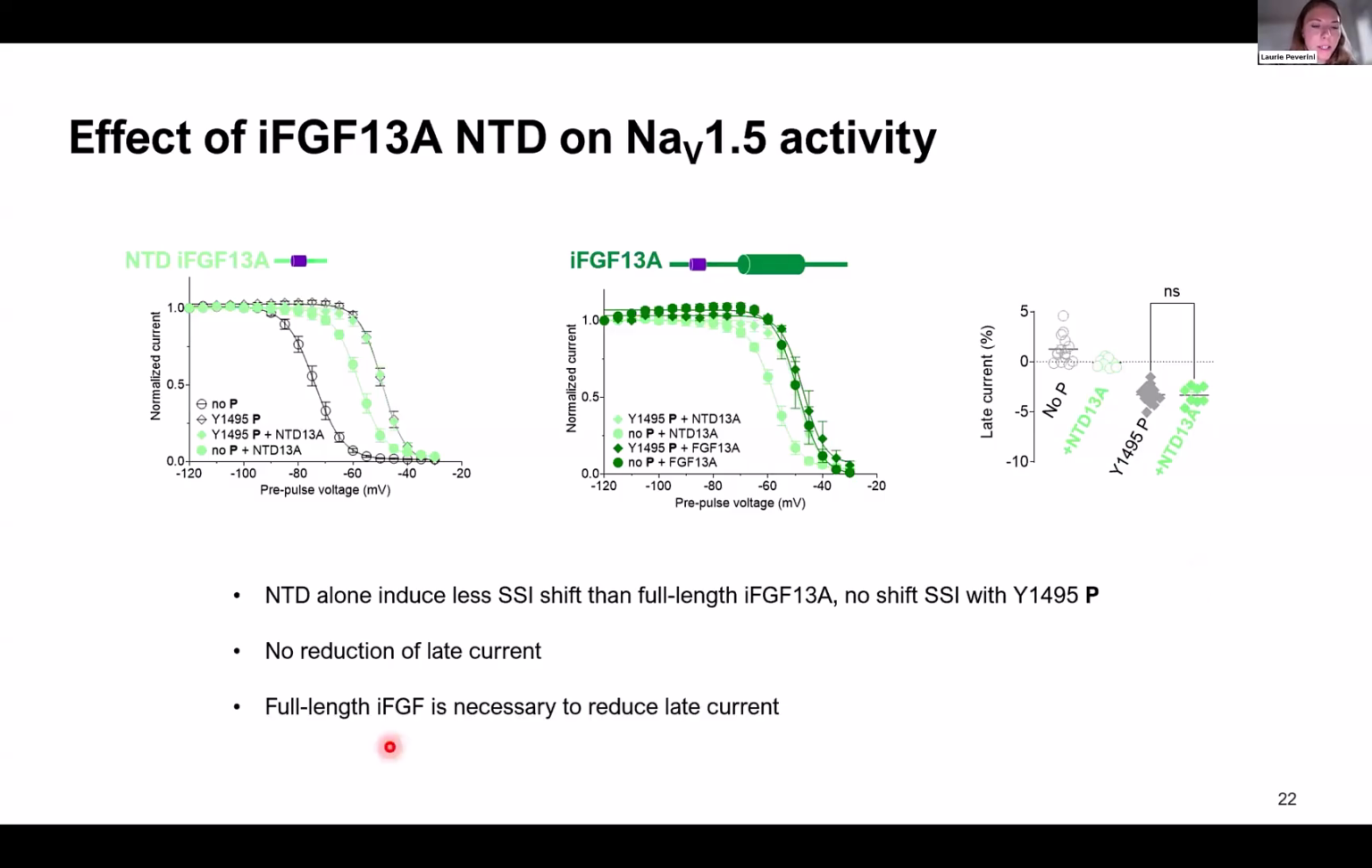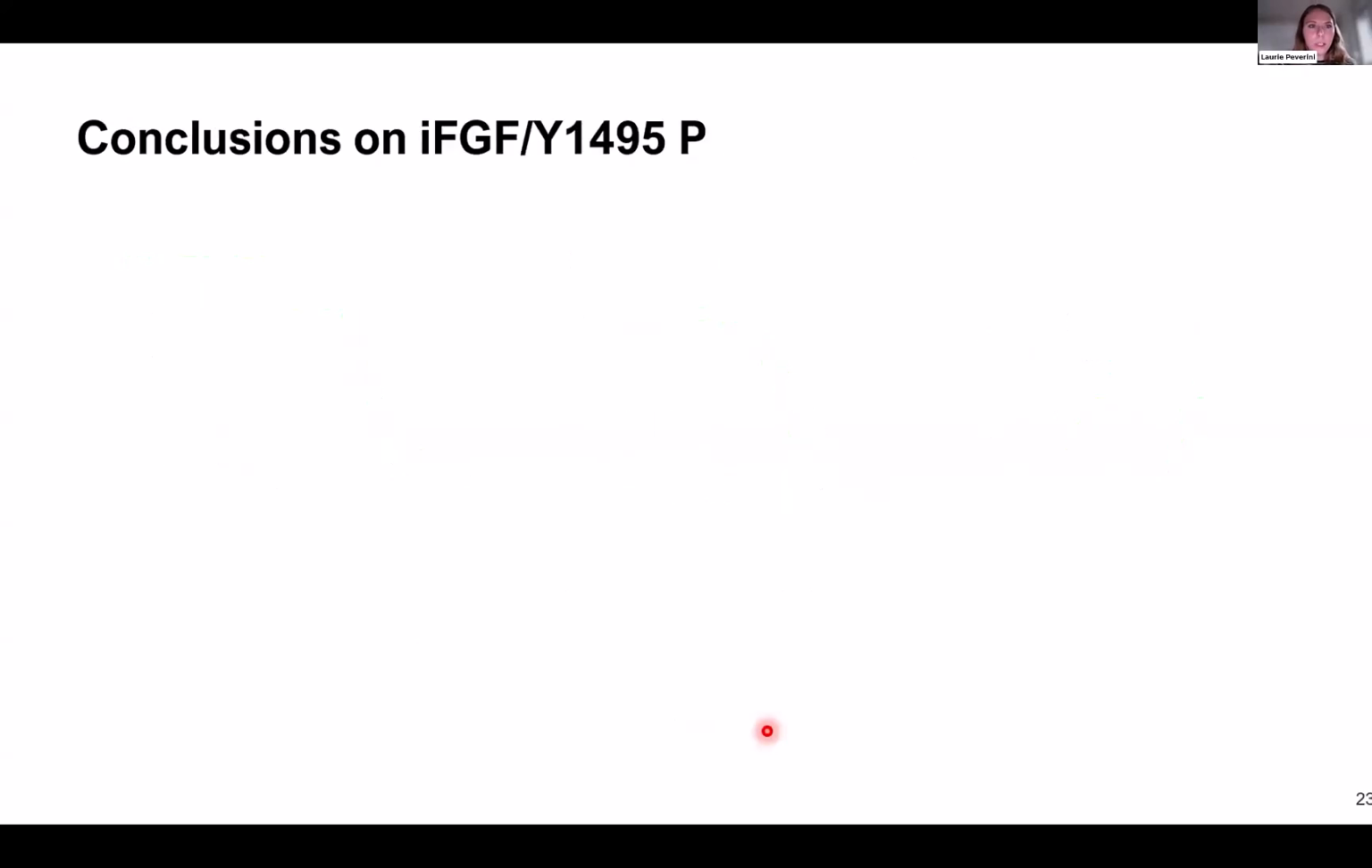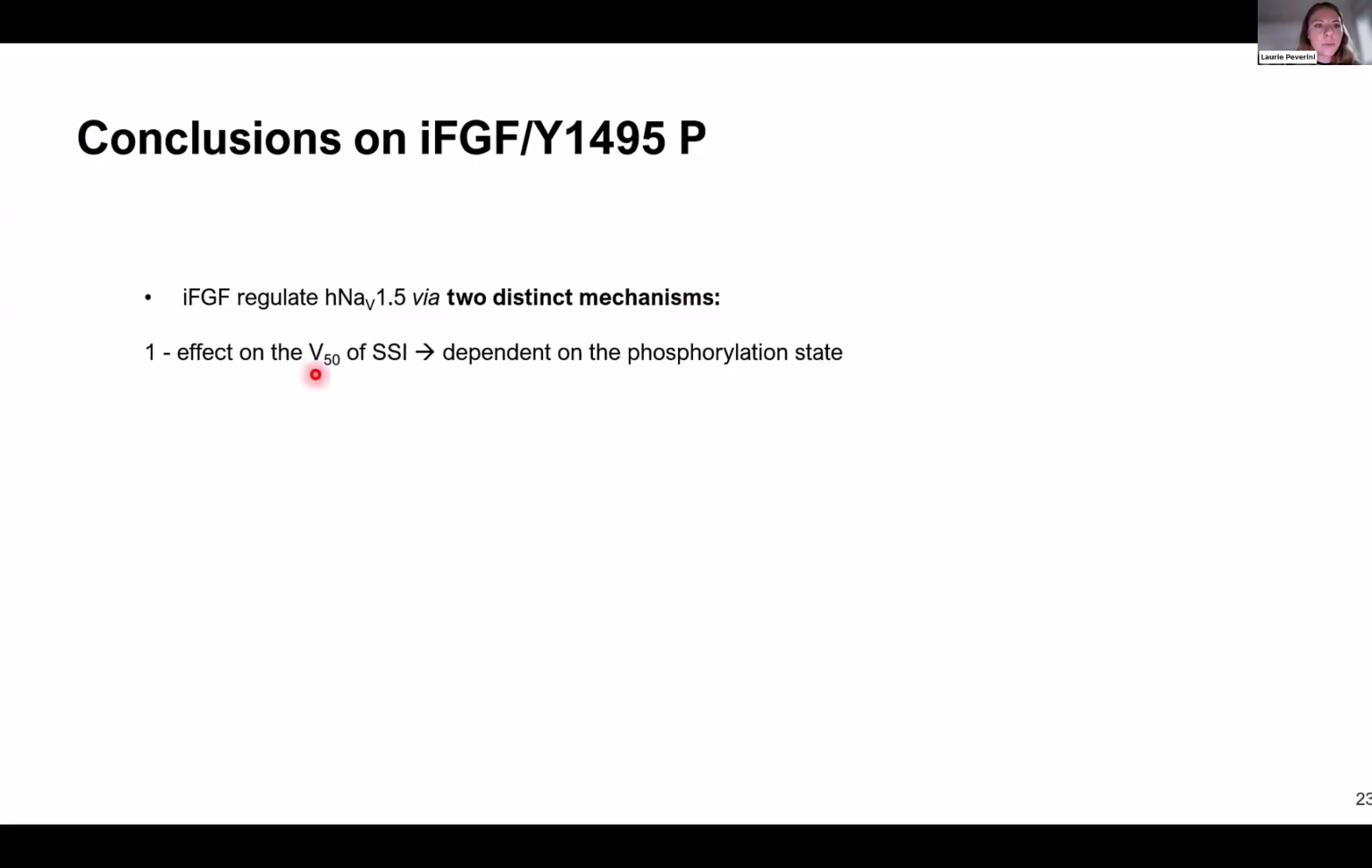So it seems that full-length FGF is necessary to reduce this late current. So to conclude on this project, we have been able to put into evidence that this family of proteins, FGF, regulate NaV1.5 via two distinct mechanisms. One is the effect that we see on shifting the voltage dependence of steady-state inactivation, and this one is dependent on the phosphorylation state. And the second, the reduction of the late current, is independent of the phosphorylation state.